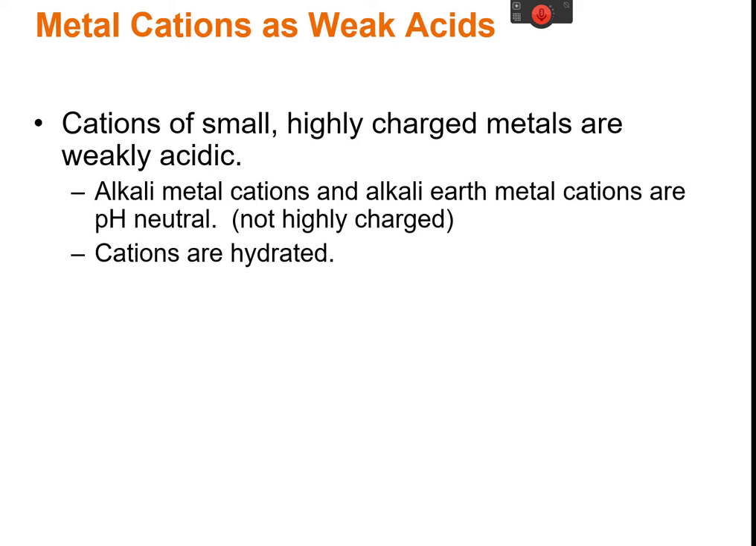So the new idea here is looking at the properties of metals dissolved in solution. If we have a highly charged metal ion that is small, so it's a cation, this will actually affect the pH of the solution. It will affect the acidity of the solution. To preface this, I need to remind you that if we have group 1 or group 2 metal cations, those are pH neutral. We have already basically talked about that because those are the counter ions of the strong bases. And they don't have a high charge, right? They have a charge of +1 or +2.